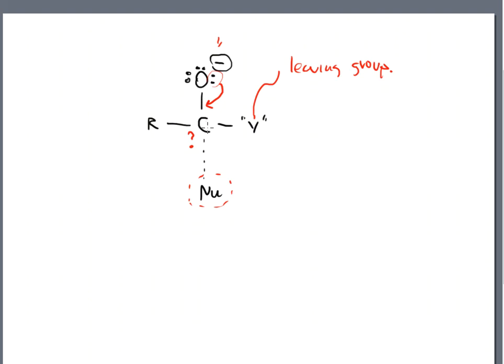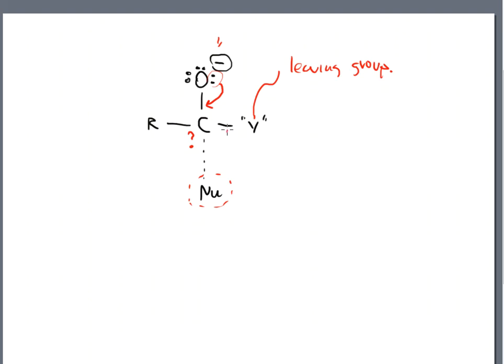Carbon now makes a decision on which one is the better leaving group, and in every single one of the carbonyls that I have presented to you so far, that Y group is a very good leaving group. So carbon says, you know what? You're ugly. You're the best leaving group of all three. You're the ugliest of all three, and I don't want you around.